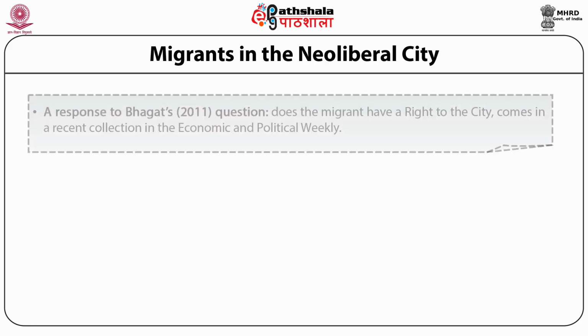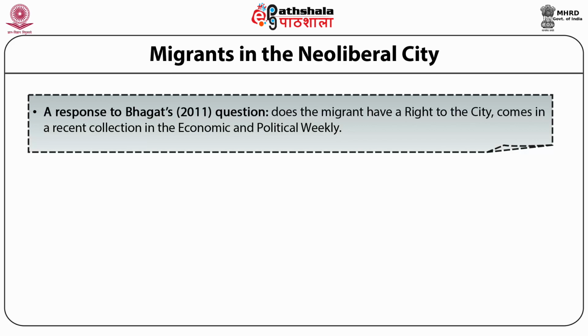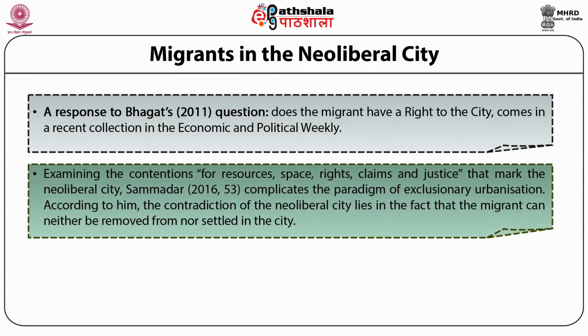A response to Bhagat's question, does the migrant have a right to the city, comes in a recent collection in the EPW. Samaddar complicates the paradigm of exclusionary urbanization. According to Samaddar, the contradiction of a neoliberal city lies in the fact that the migrant can neither be removed from nor settled in the city. Jha and Kumar's contribution, which characterizes the state as one of suspended citizenship, illustrates this tension best.